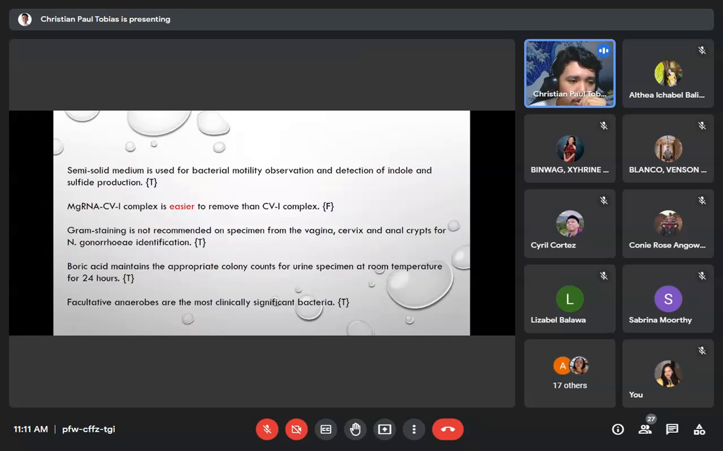Magnesium RNA crystal violet iodine complex is easier to remove than CVI complex or crystal violet iodine complex. False, kasi kung meron si magnesium RNA, it is harder to remove. So, gram staining is not recommended on specimen from vagina, cervix, anal clips for Neisseria gonorrhoeae identification. True, boric acid maintains the appropriate colony counts for your specimen at room temperature. 24 hours, true. Facultative anaerobes, most clinically significant, true.